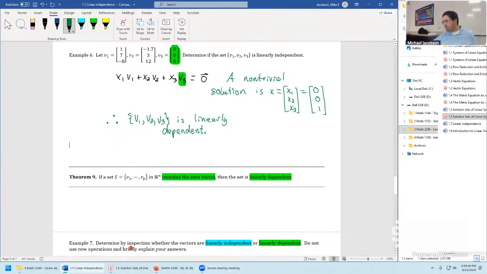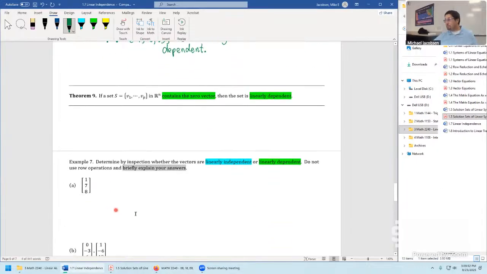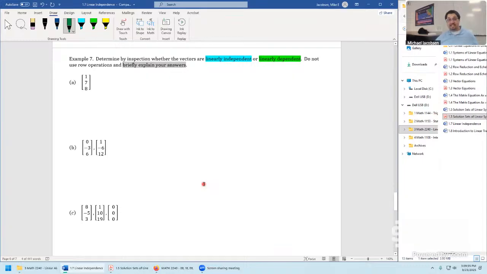I won't ask you to briefly explain your answers because I'd be making the exam pretty long. But doing it in the homework is going to connect all these ideas together. So let's start this off.